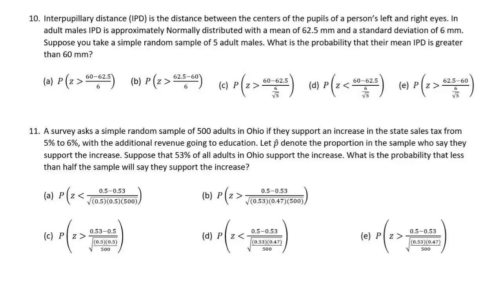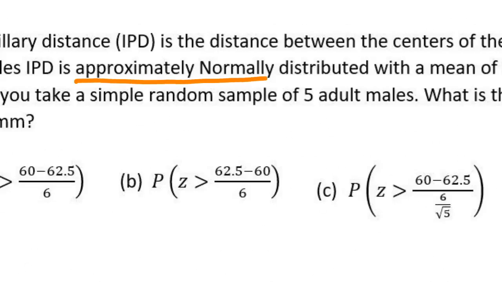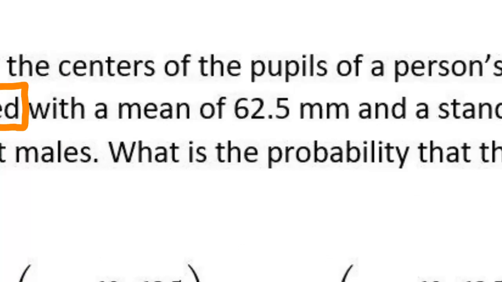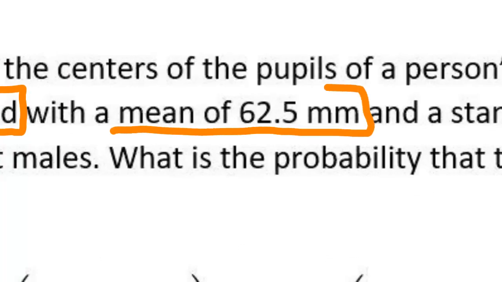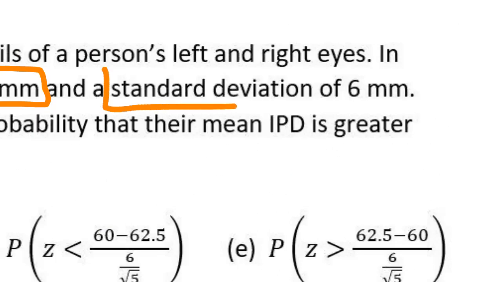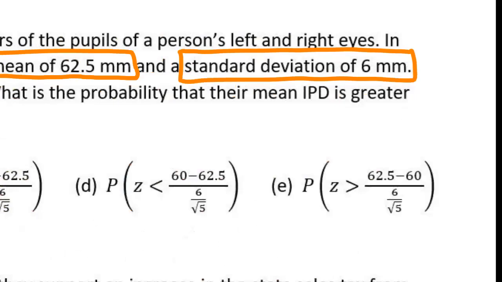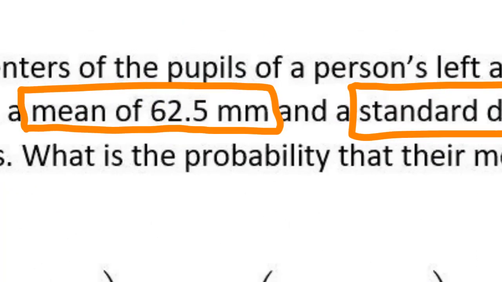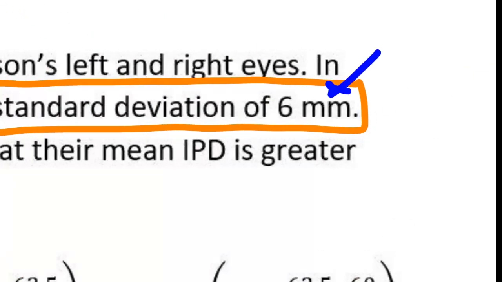Interpupillary distance, IPD, is the distance between the centers of the pupils of a person's left and right eyes. In adult males, IPD is normally distributed, with a mean of 62.5 millimeters and a standard deviation of 6 millimeters. So they're giving me mu right here, and they're giving me sigma right here.